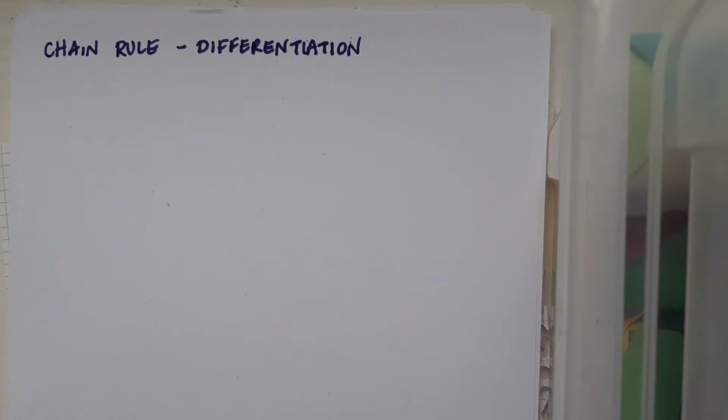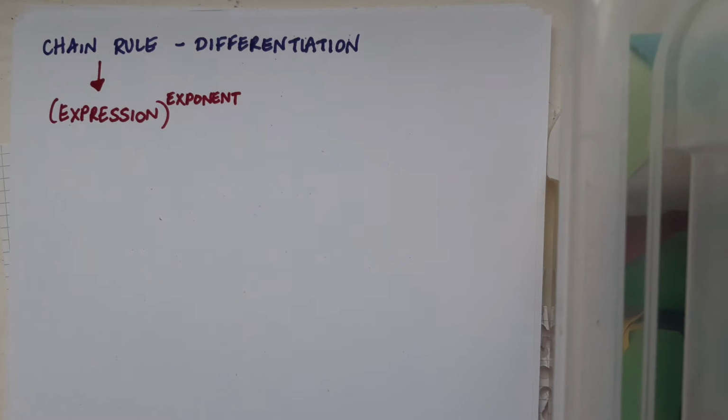This video shows us how to use the chain rule in differentiation. We use the chain rule if we have an expression to a power. So we've got an expression and then we've got an exponent. And the easiest way to explain chain rule is to actually just show an example. So that's what I'll do right now.